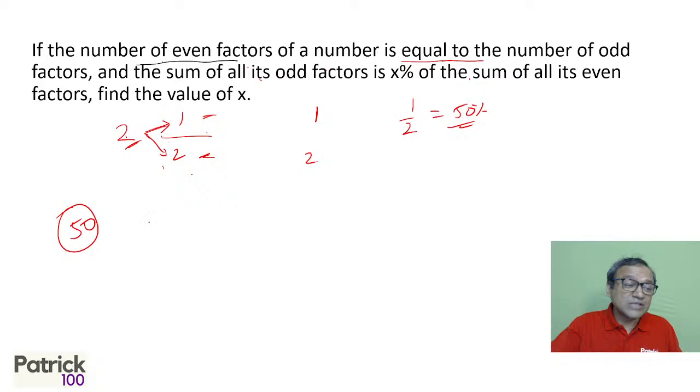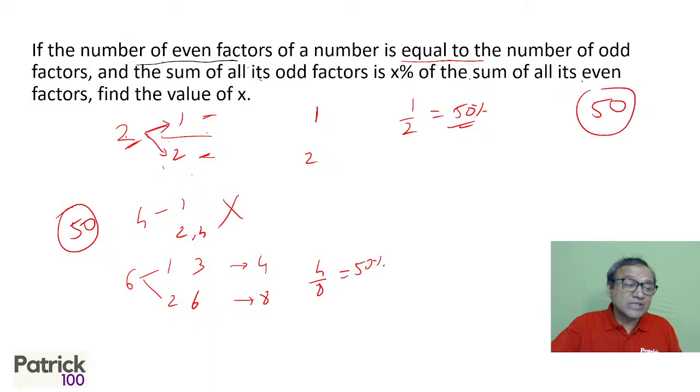You can take any other number. Look, I can't take 4. Why can't I take 4? Because the factors are 1, 2 and 4. There are more even factors than odd factors. I can't take this. Not possible. But I can take 6. If I take 6, the odd factors are 1 and 3, and the even factors are 2 and 6. Again, the sums will be 4 and 8. You will get 4 out of 8, which is again 50%. So the answer is 50. If you can understand this approach, that will help you solve a lot of sums that come in aptitude examinations. One of the approaches.